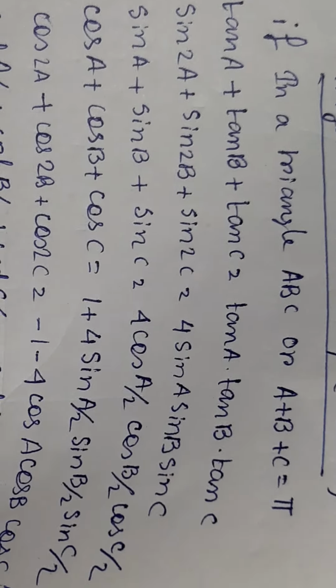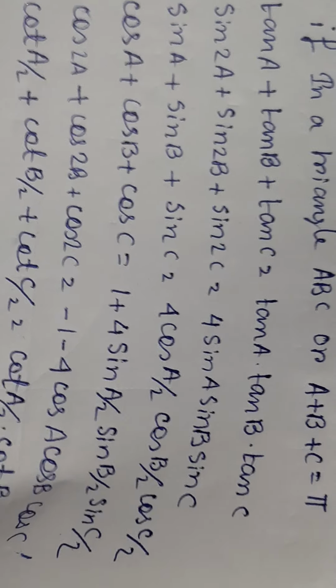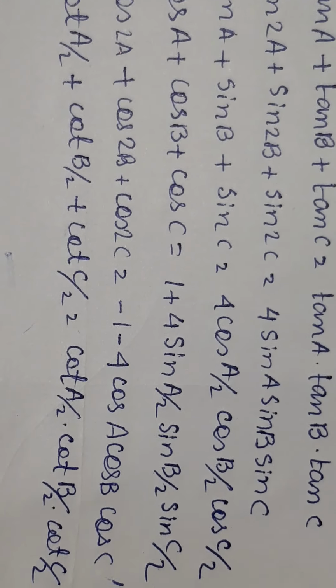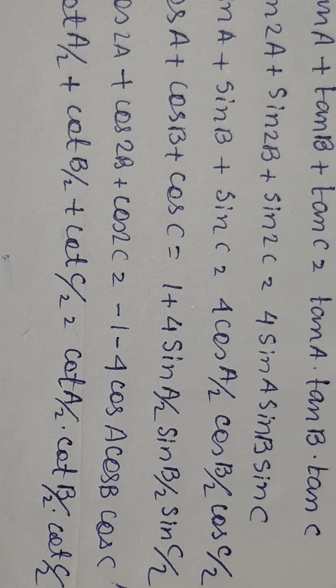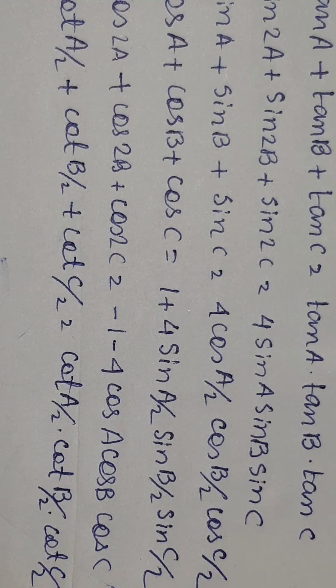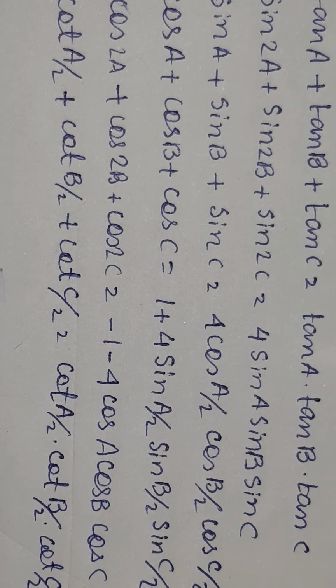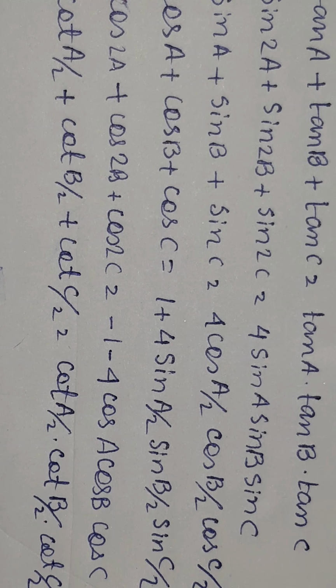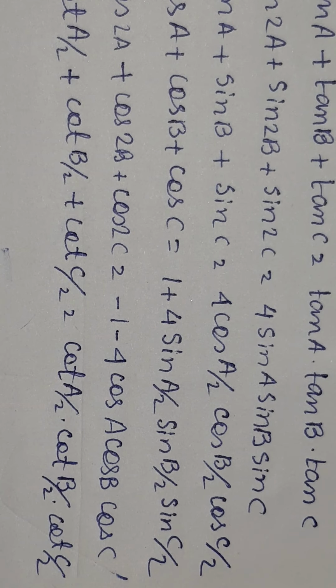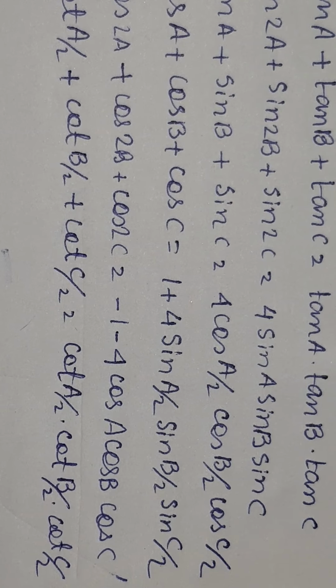For cos 2A, 2B and 2C, that is, cos 2A plus cos 2B plus cos 2C is equal to minus 1 minus 4 cos A cos B cos C, and cot A by 2 plus cot B by 2 plus cot C by 2 is equal to cot A by 2 into cot B by 2 into cot C by 2.